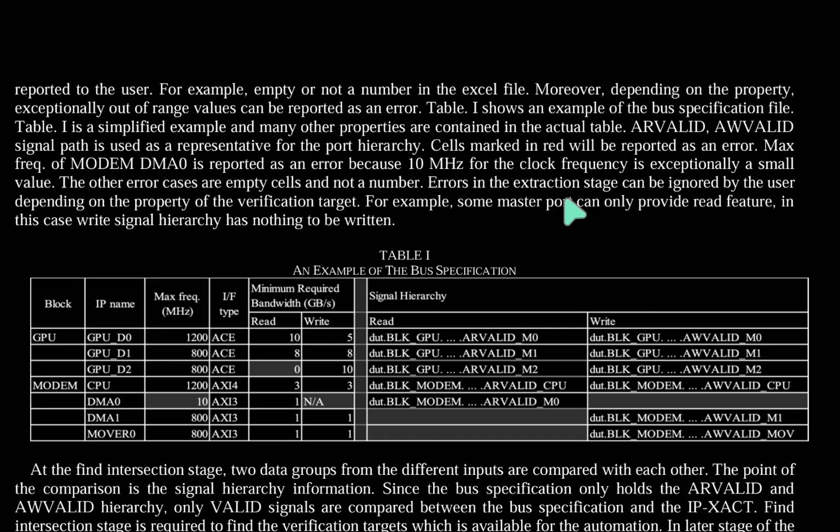Errors in the extraction stage can be ignored by the user depending on the property of the verification target. For example, some master ports can only provide a read feature. In this case, the write signal hierarchy has nothing to be written.